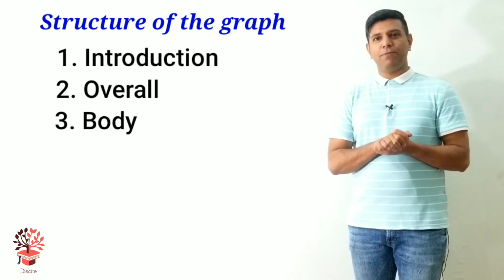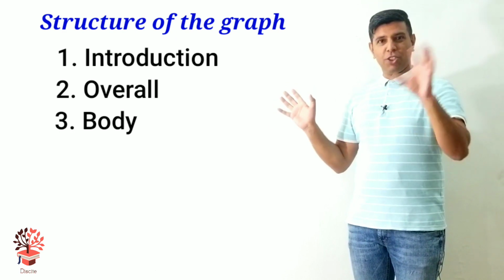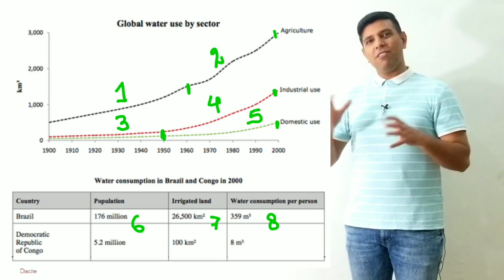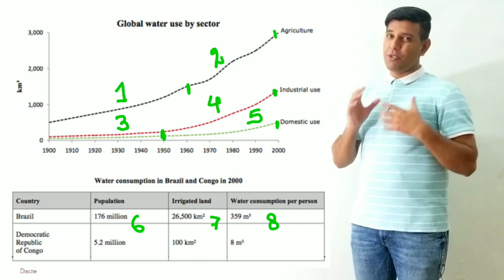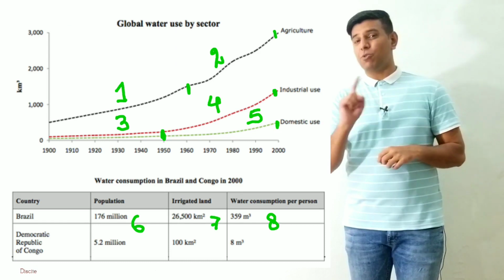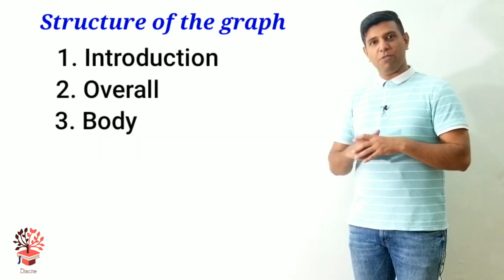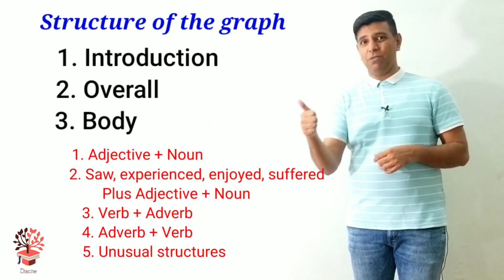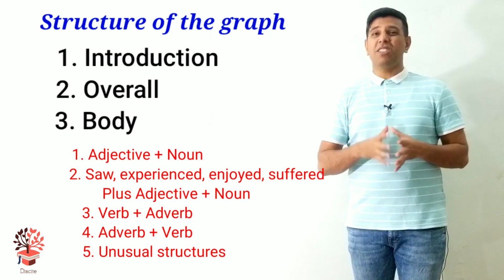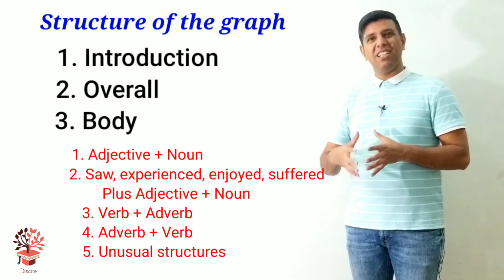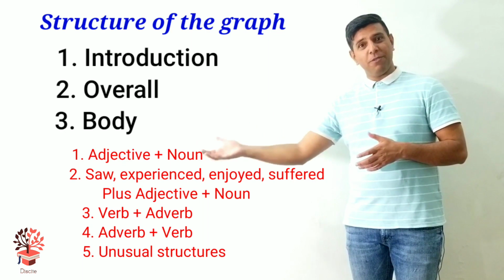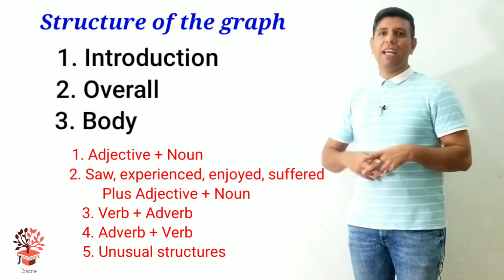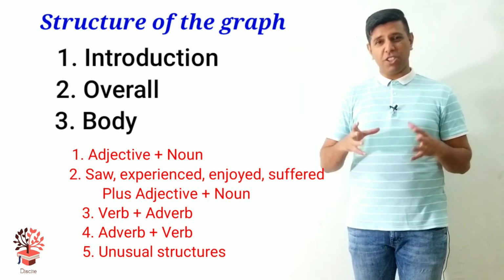Now, let's move on. So you choose the vocabulary for all those changes that we've already pointed out, like number one first, number two next, three, four, five, six, seven, you're done. Use different vocabulary and use different structures too. Remember, I've taught you before these different sentence structures, like you can use noun and adjective and noun in a sentence. Then you can use the words like saw, experienced, enjoyed, suffered, and then an adjective and noun. And then you can use a verb and an adverb, or adverb and a verb. And there are some specific points like the highest and lowest. You can talk about them too.